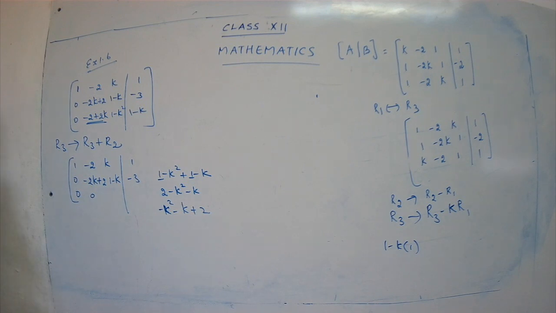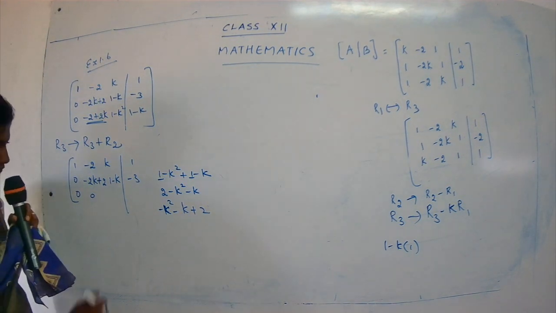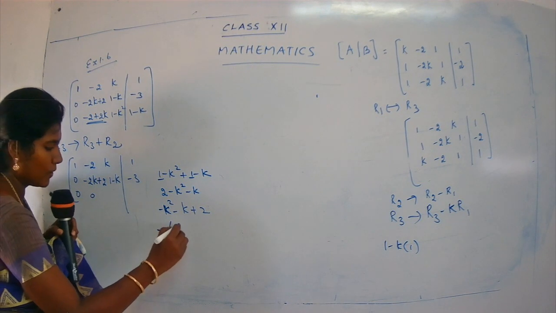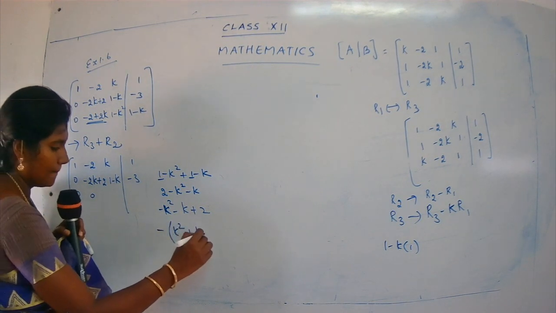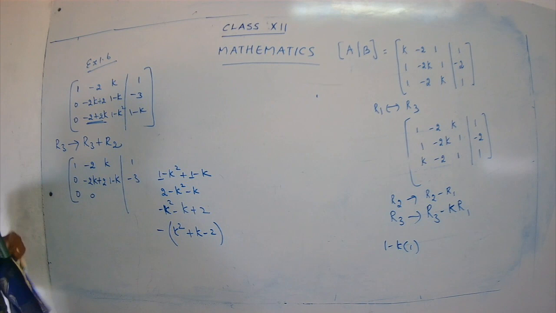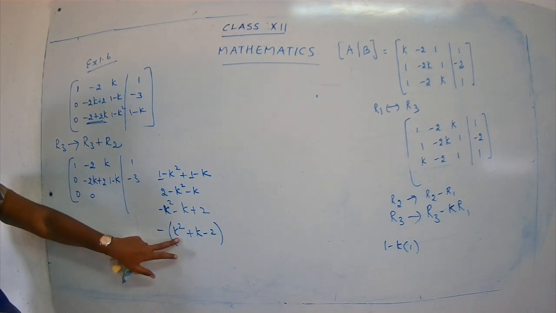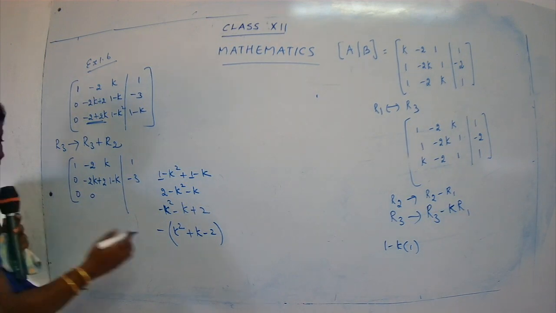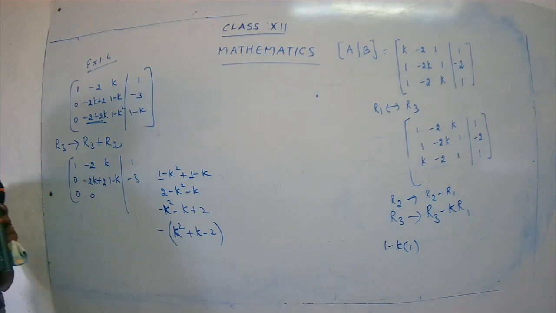We never keep the first term as negative. So take the common sign as negative. I'll take minus out as common. So what is left here? K square plus k minus 2. That's all. Okay, children? So now we are going to factorize it and write it in the form of factors. K square plus k minus 2. How are you going to factorize it?